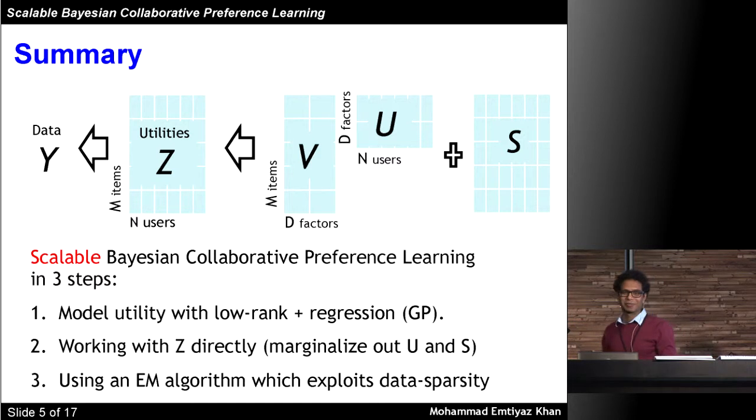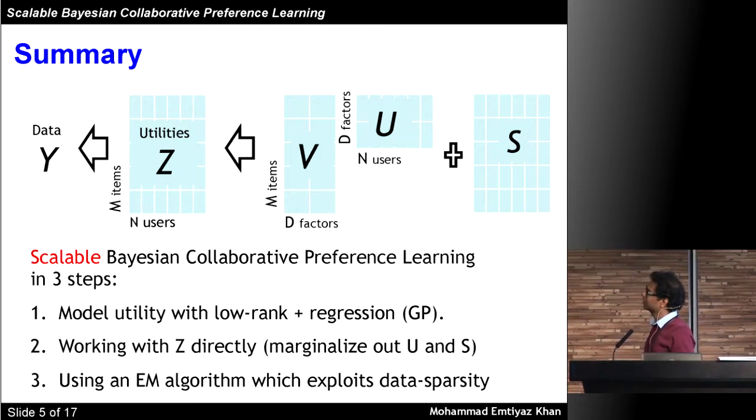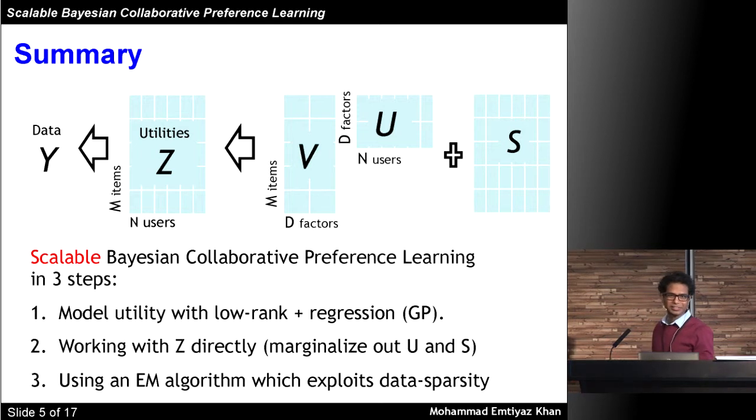And I'm hungry, so I will very quickly go through the steps. And there are 3 steps in which you can get scalable Bayesian collaborative preference learning. Okay, so the first step is that we model the utility, which is unobserved, by a low-rank term plus a Gaussian process regression. Okay, so this is a general enough model.